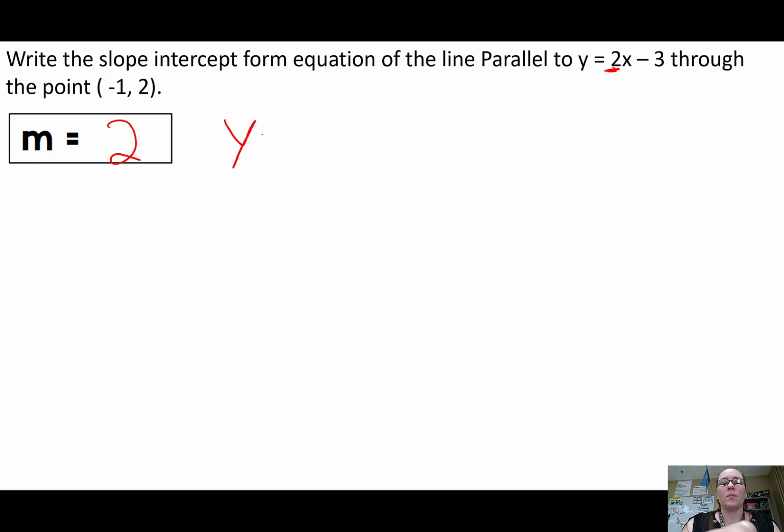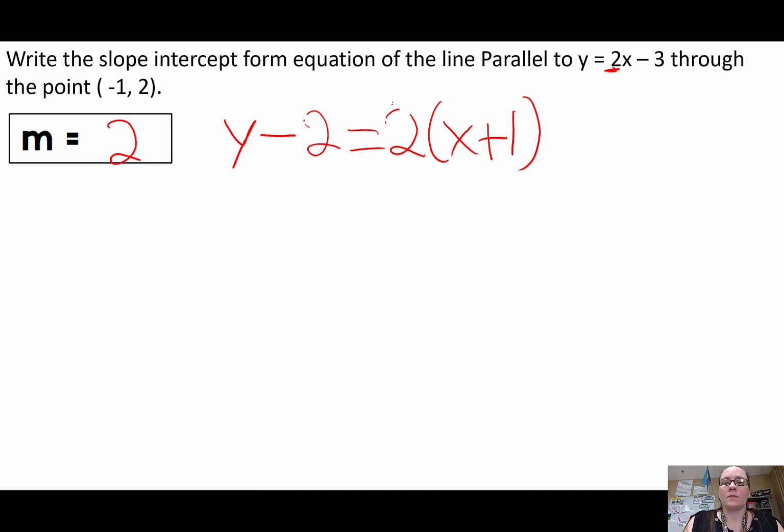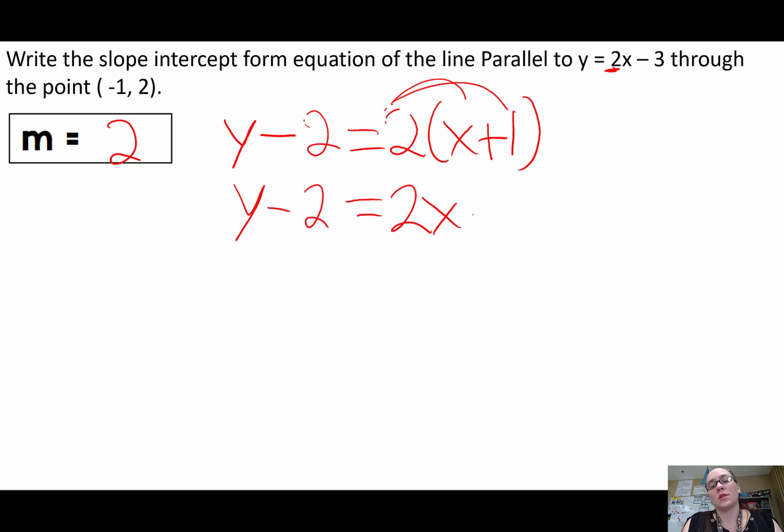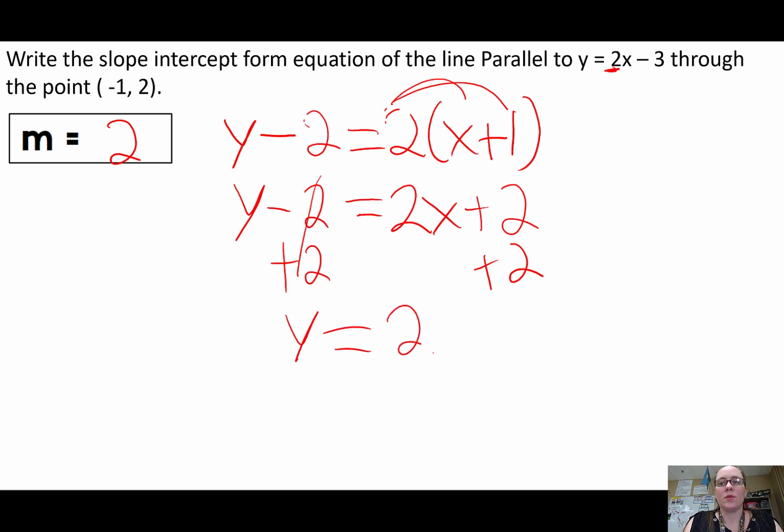All right, so we're going to plug into point slope form because we're given a point and a slope. So we get y minus 2 equals 2 times x. Now we're minusing a -1, so it becomes +1. Distribute the 2, our slope. So we get 2 times x equals 2x. 2 times 1 gives me 2. And then move the constant, so I'm adding 2 to both sides of the equal sign. So we end up with y is equal to 2x plus 4.